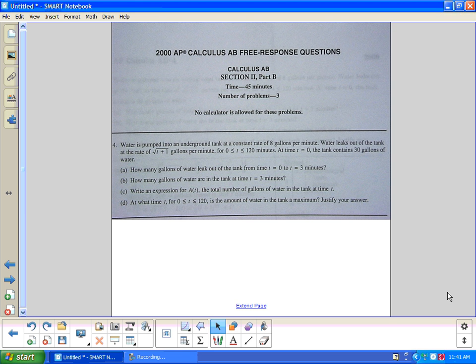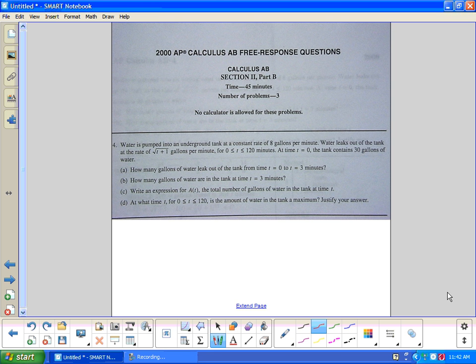Water leaks out of the tank at a rate of the square root of t plus 1 gallons per minute from 0 to 120 minutes. At time 0, the tank contains 30 gallons of water. How many gallons of water leak out of the tank from 0 to 3?